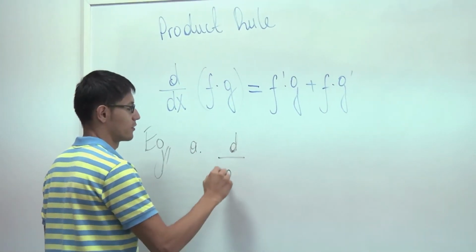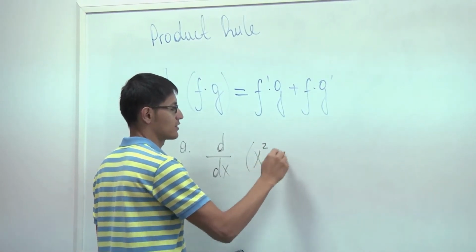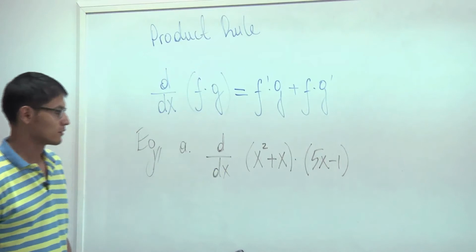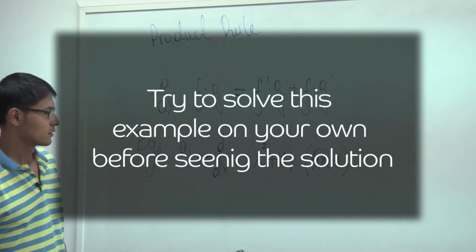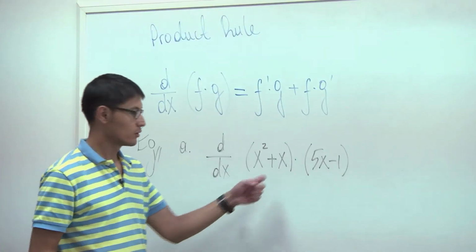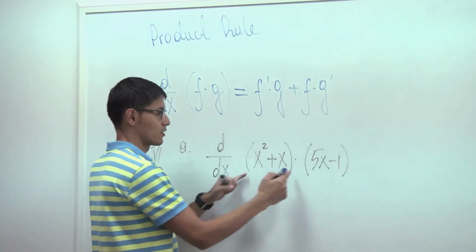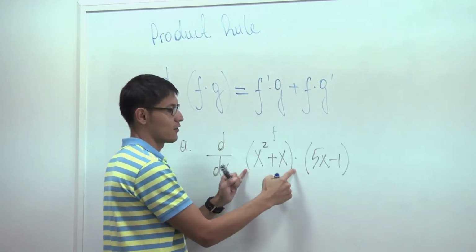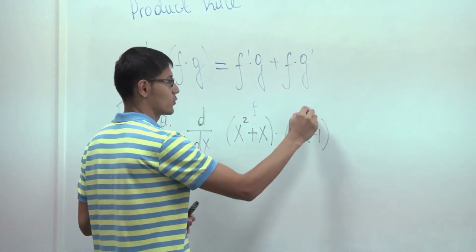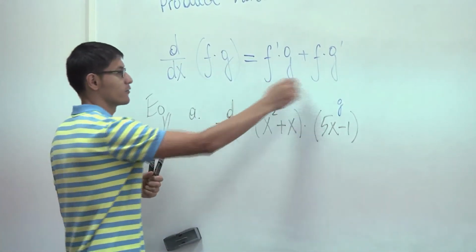Let's say you want to take the derivative of x squared plus x times 5x minus 1. So here we have two functions multiplied with each other, and we want to take the derivative. Our first function, x squared plus x, think of it as f. And the second function, 5x minus 1, that will be our g. So we have f times g. And now let's follow the formula to get the derivative.